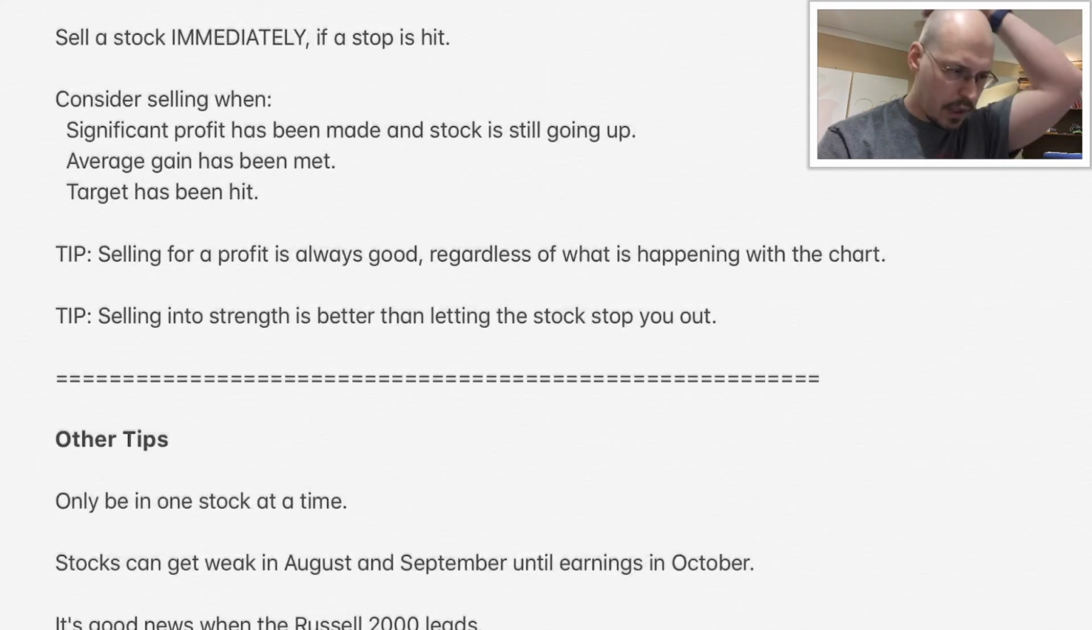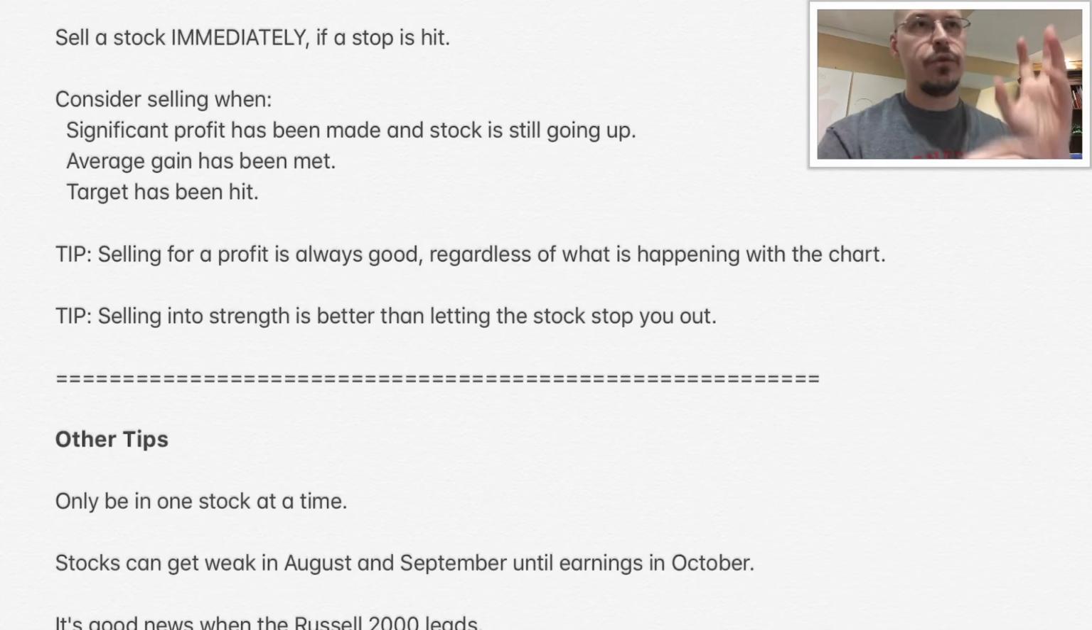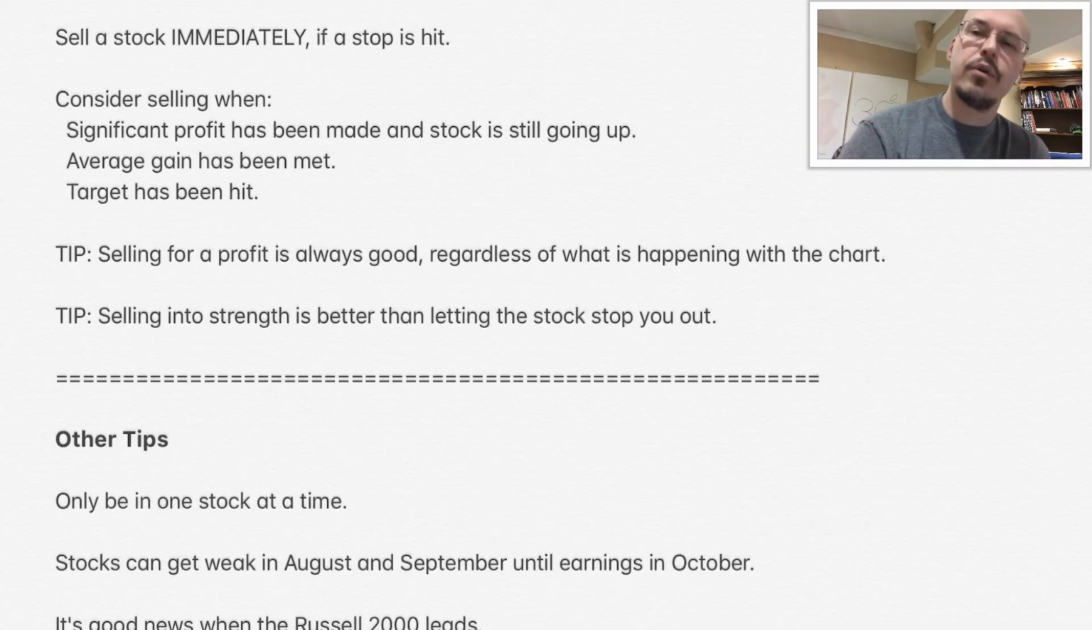And then I have this: consider selling when there's a significant profit, stock's still going up, your average gain has been met, or your target has been hit. Average gain, that's a bit more detailed. If you're gonna really keep track of what the heck is going on in your trading, you might want to create a nice big spreadsheet tracking every single trade you make, all the losses, all the gains. Break it all down, do calculations, do average gain, do average loss, all that stuff. I recommend doing that. It'll really help you.